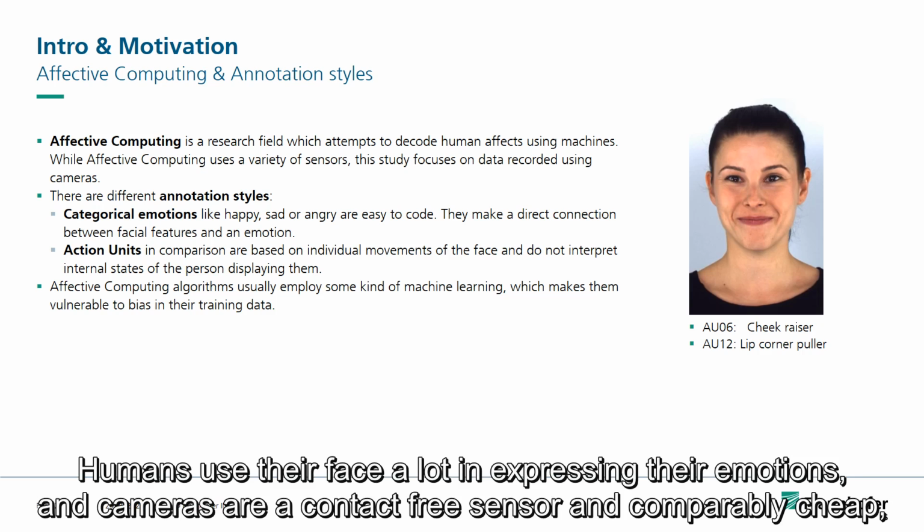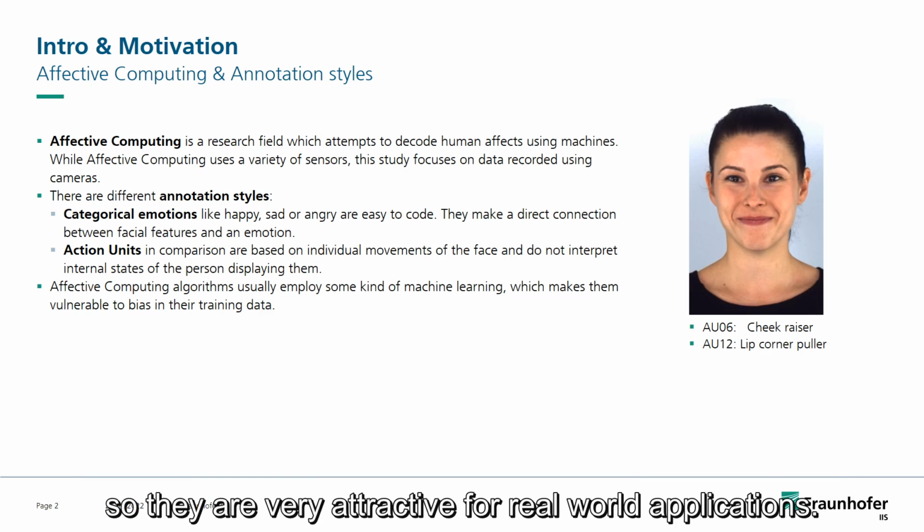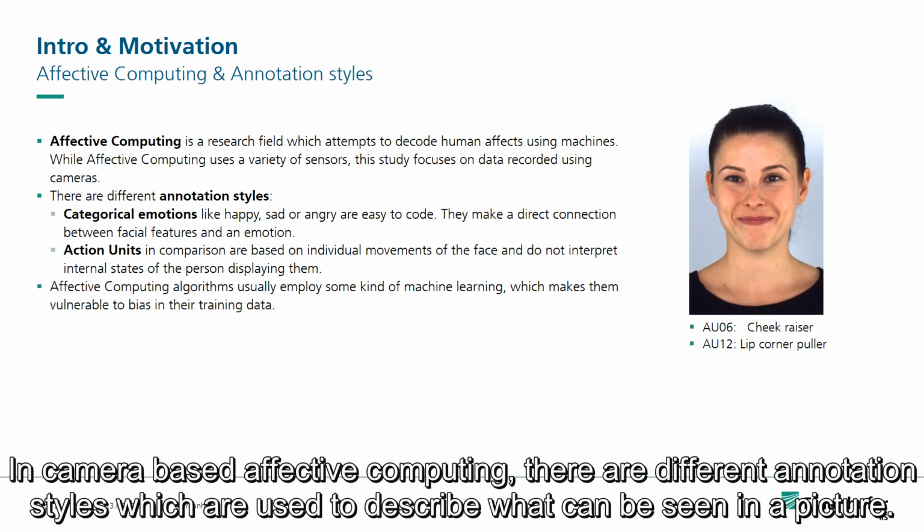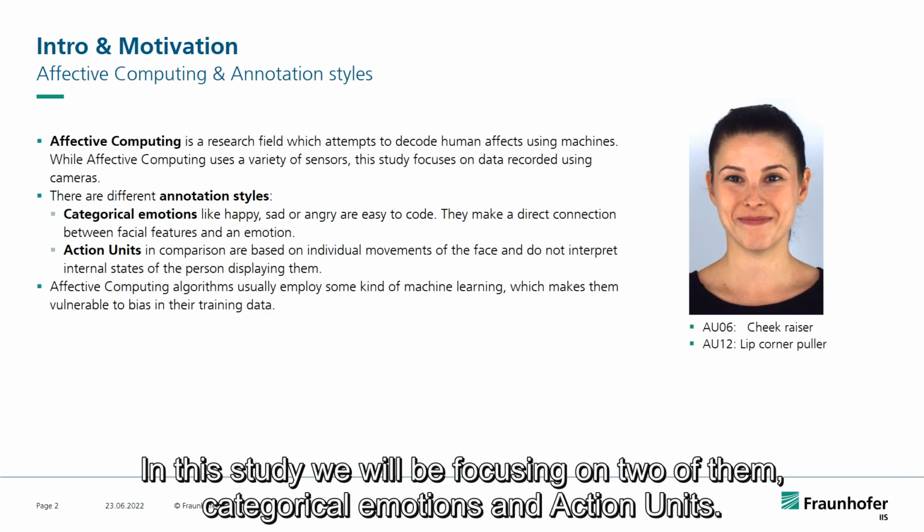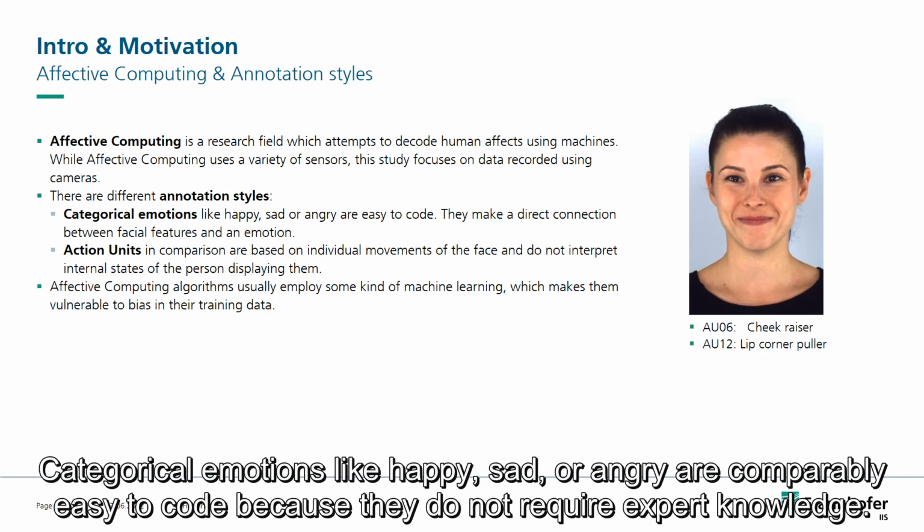Humans use their face a lot in expressing their emotions, and cameras are a contact-free sensor and comparably cheap, so they are very attractive for real-world application. In camera-based affective computing, there are different annotation styles which are used to describe what can be seen in a picture. In this study, we will be focusing on two of them, categorical emotions and action units.